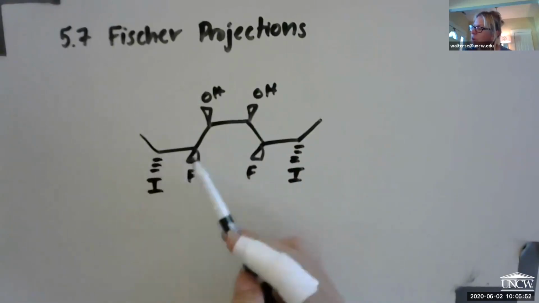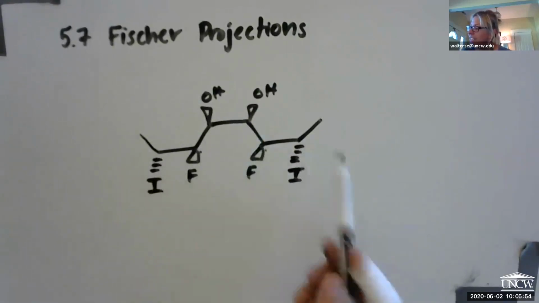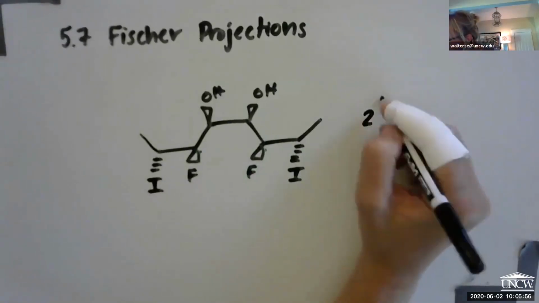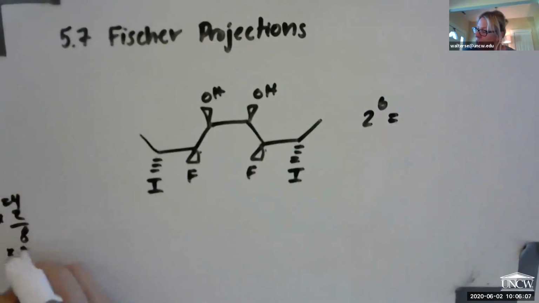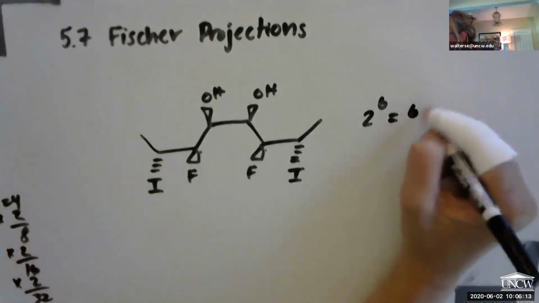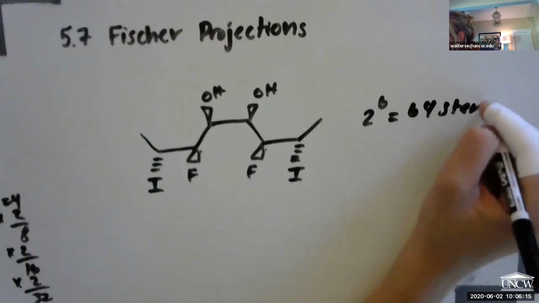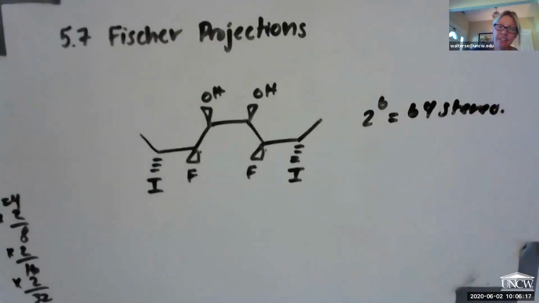So this one has 1, 2, 3, 4, 5, 6. So 2 to the 6. I need a calculator to do that. Oh gosh, I don't have one. 2 times 2 is 4, times 2 is 8, times 2 is 16, times 2 is 32, times 2 is 64. 64 stereoisomers maximum. That's a lot, okay?